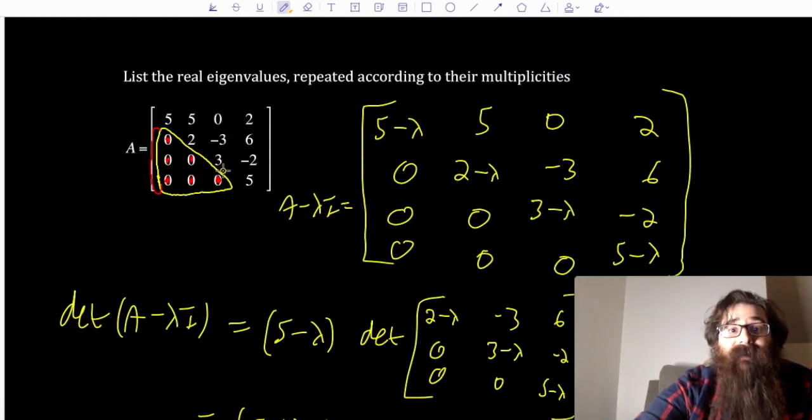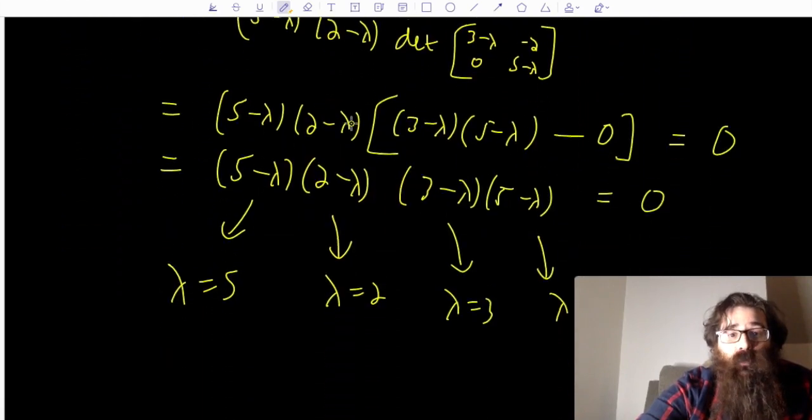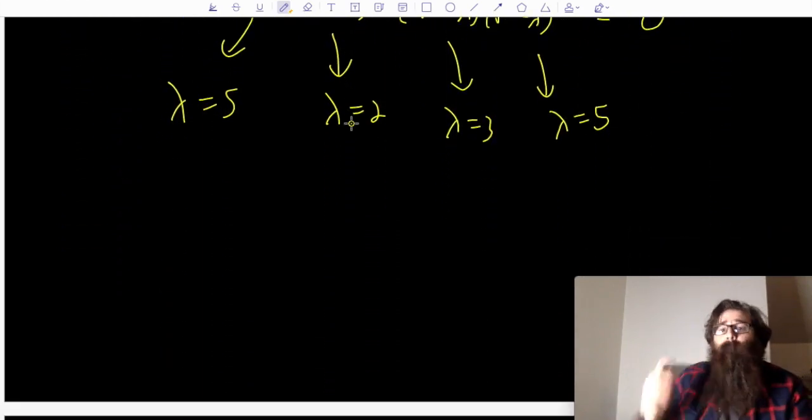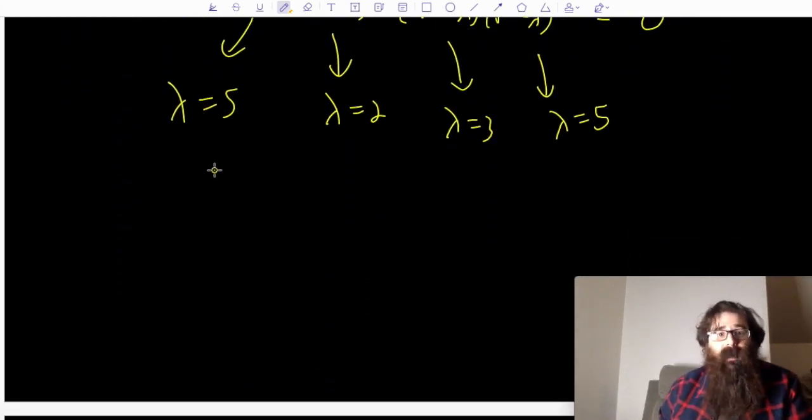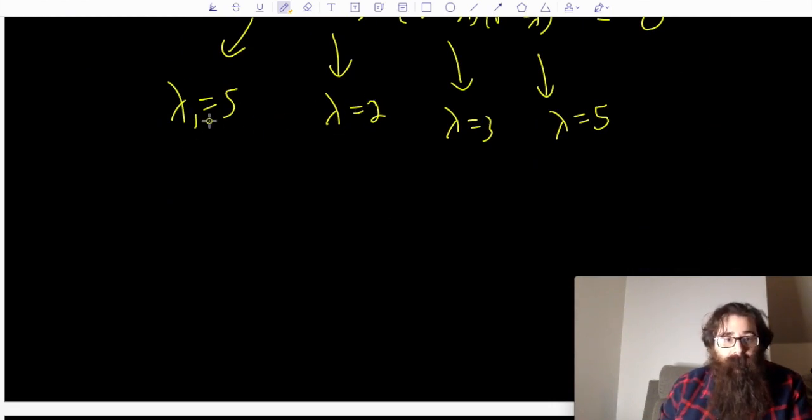Now, I was asked to list these eigenvalues according to their multiplicities. There's a couple ways that you could do this, and I would be happy. I'm perfectly fine if you list them out like this. You could do lambda sub 1 is 5, lambda sub 2 is 2, lambda sub 3 is 3, and lambda sub 4 is 5. But if you notice that I have a repeated eigenvalue, and we wouldn't really go through the same work twice for that repeated eigenvalue, you could do this.